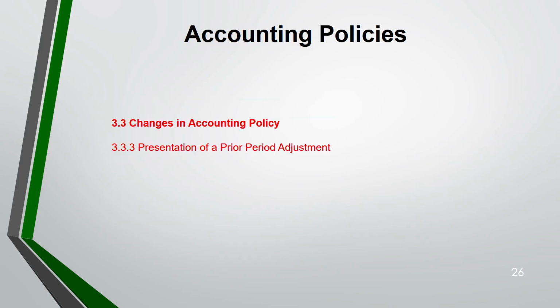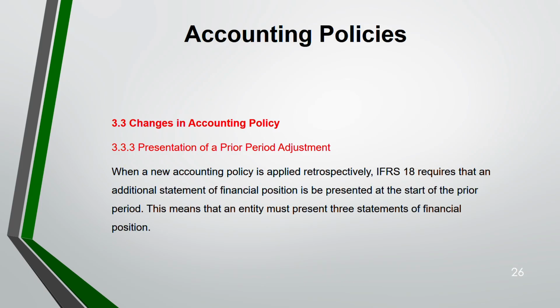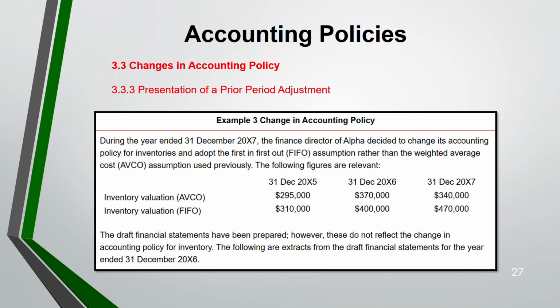Now, presentation of a prior period adjustment. If there is a prior period adjustment that is done, how do you present? When a new accounting policy is applied retrospectively, IFRS 18 requires that an additional statement of financial position has to be presented at the start of the prior period. This means the entity must present 3 statements of financial position. Like this: 2005, 2006, 2007.